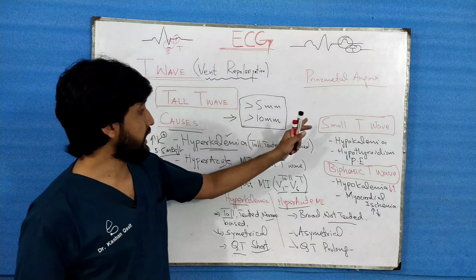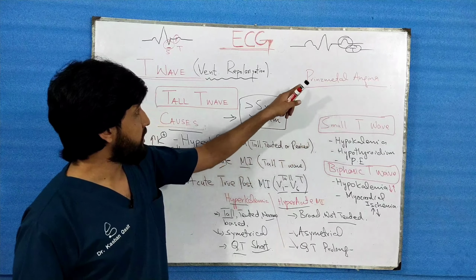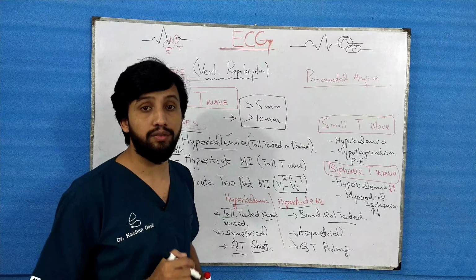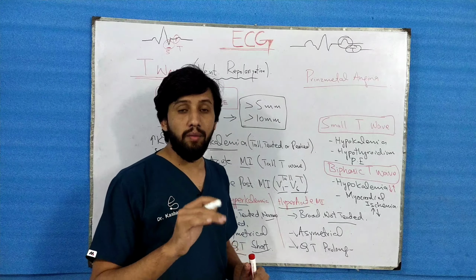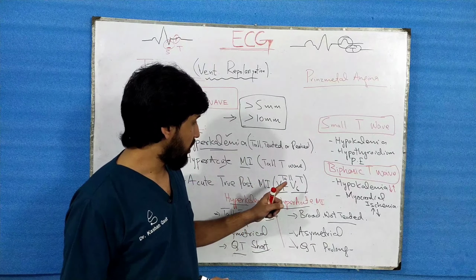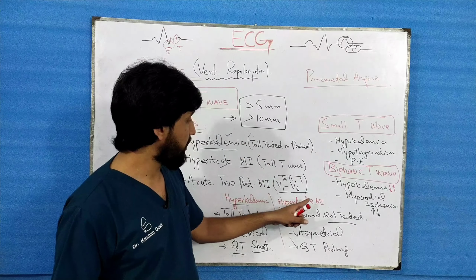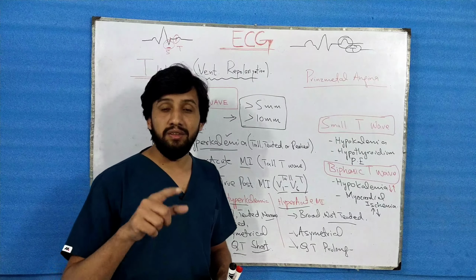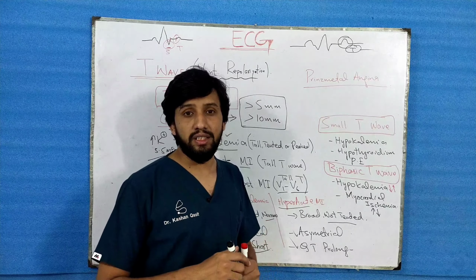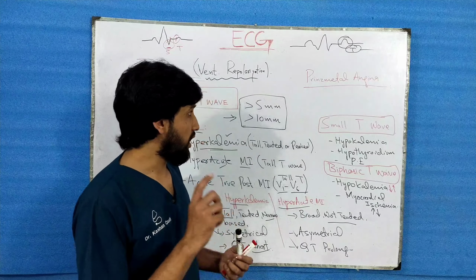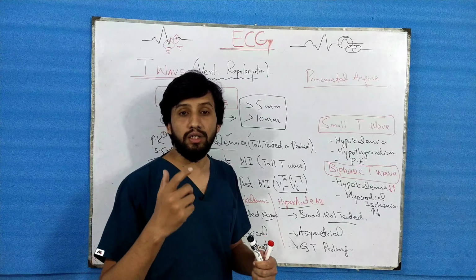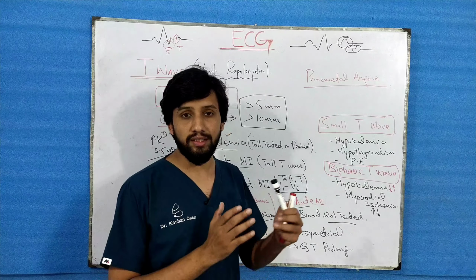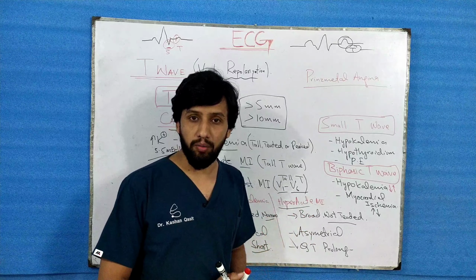Before the second abnormality, there is another cause of the tall T wave, which is Prinzmetal angina. To differentiate between Prinzmetal angina and hyperacute MI, or myocardial infarction: in myocardial infarction, the ECG which will be taken is the serial ECG. In serial ECG, you will see the tall T wave, but after that you will also see the appearance of Q waves, and there will be raised enzymes or raised cardiac biomarkers.